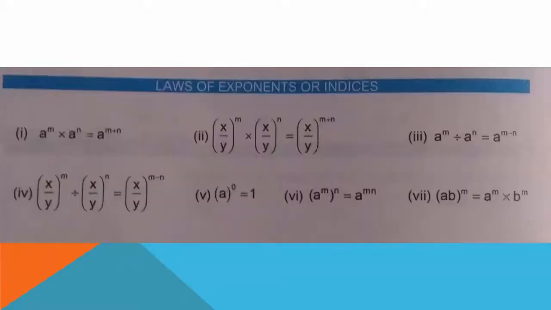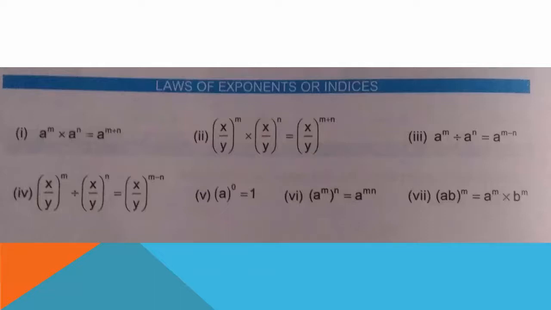So first of all, let us consider the laws of exponents or indices. Now don't get confused, okay? The plural form of index is indices. So the first law is if the bases are same and the exponents are different and there is a multiplication sign in between. For example, a to the power m multiplied by a to the power n. Then in the resultant, what will happen? The base will remain the same and the powers get added up.